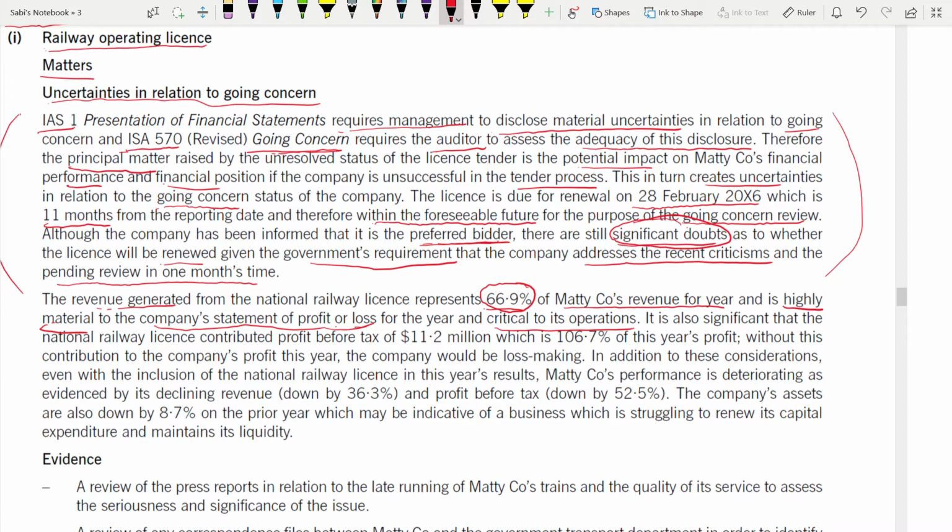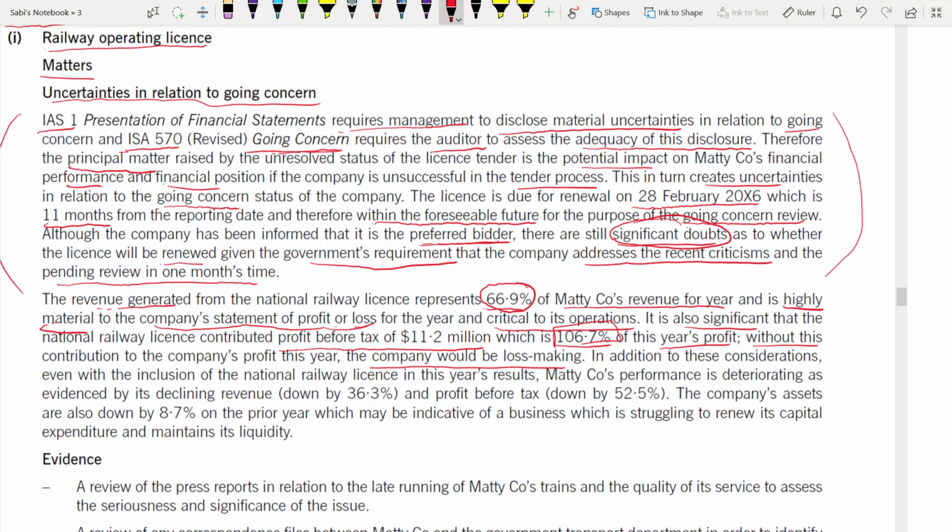It is also significant that the National Railway Service, now we are talking about the profit before tax. Once you are done with revenue, next line, profit before tax. So it is also significant that the National Railway Service contributed profit before tax of 11.2 million. If you are calculating this in terms of percentage, the same way we did for the revenue, it will be 106.7% of this year's profit. Even more than 100%. So what does it mean? That without this contribution, the company would be loss making. You have to use these terms in your answers because they are very significant.